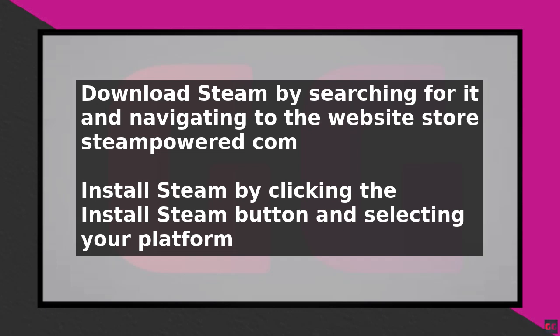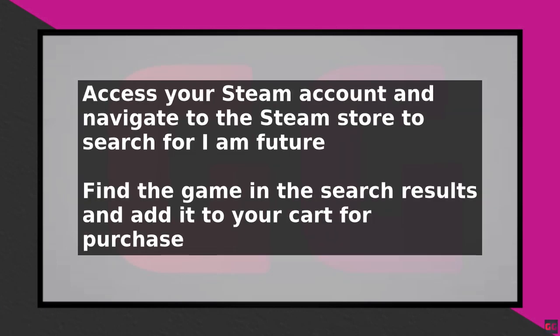Select your platform, e.g., Windows, and then click Install Steam again. The Steam setup will automatically install on your computer. Once installed, open the Steam app and either log in to an existing account or create a new one by following the on-screen instructions. After accessing your account, you should see the Steam Store. If not, click on Store at the top left.